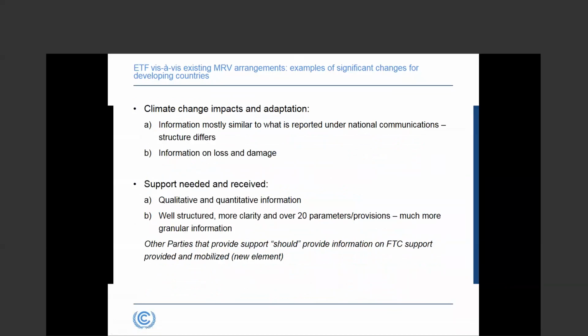Also, the ETF includes climate change impacts and adaptation. This part is not a requirement for the BUR, but it is required in the national communications. It includes adaptation impacts, adaptation, as well as information on loss and damage. Also, in the BTR, you need to report the support needed and received. This part is a lot more detailed compared with the current one, with more clarity and over 20 parameters, so much more information is needed. However, it is a 'should' requirement, so it is not mandatory for developing countries, but developing countries are strongly encouraged to provide this kind of information. Also, the information on support needed and received will not be subject to the technical expert review. And next slide.